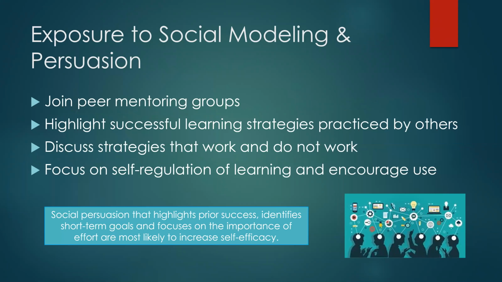And speaking of, that also falls in line with our exposure to social modeling and persuasion as components, which is to join those peer mentor groups, because these can become your social models. They can also become great advocates for persuasion, right? You can do it. You see them doing it, then you know you can do it too. So what you want in social persuasion, in these peer groups, is something that highlights these successes, but also helps to identify your goals and ultimately focus on the impact of effort, right? Okay, you tried, this is what happened, let's try this again, let's try this differently. Talking honestly about things that didn't work, just as much as things that do work.